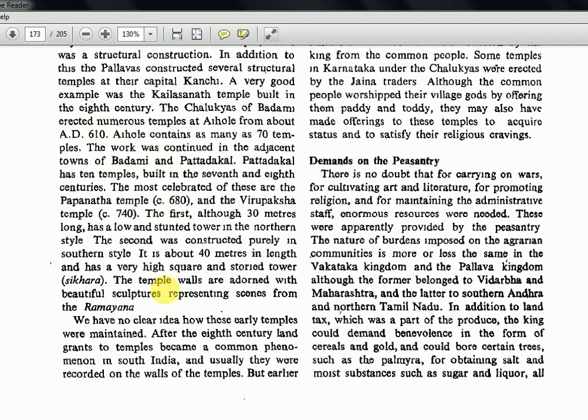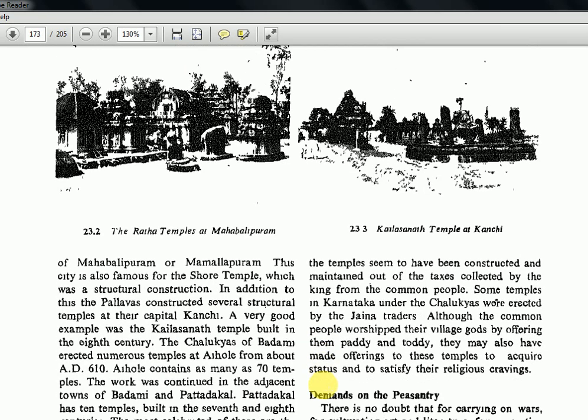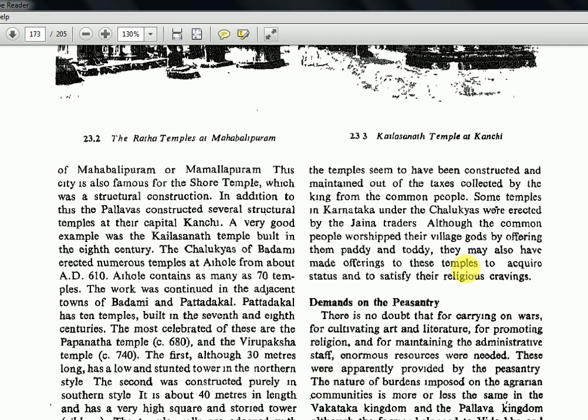Now the temple walls are adorned with beautiful structures representing scenes from the Ramayana. We have no clear idea how these early temples were maintained. After the 8th century, land grants to temples became a common phenomenon in South India, and usually they were recorded on the walls of the temple. But earlier, the temples seem to have been constructed and maintained out of the taxes collected by the king from the common people. So earlier things are not known to us, but later we know taxes were collected, and that is how temples were maintained.